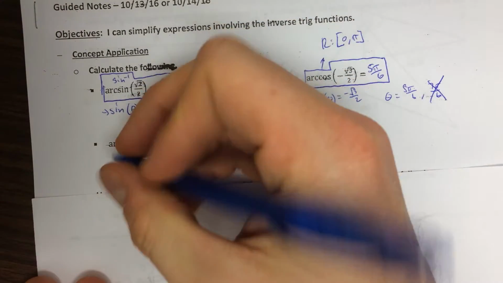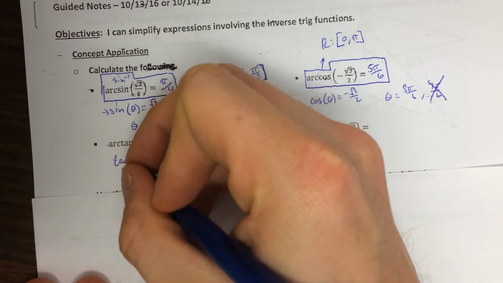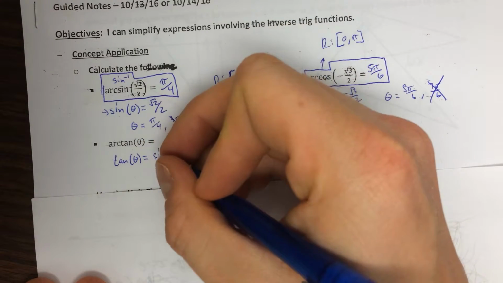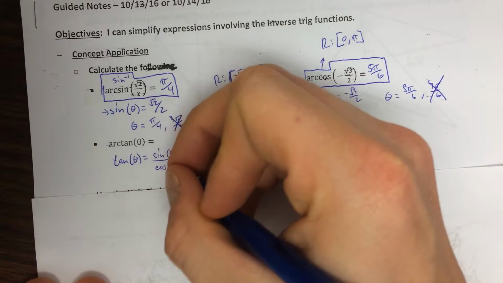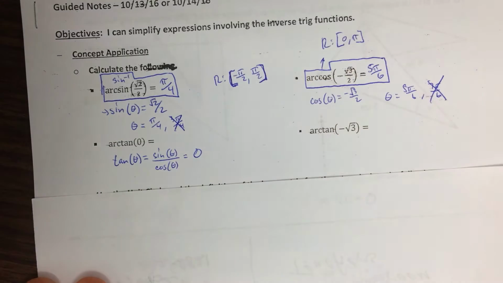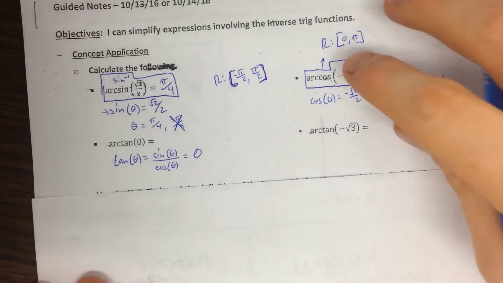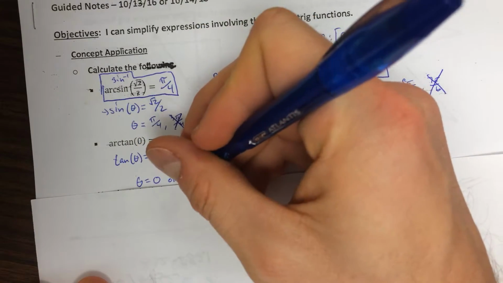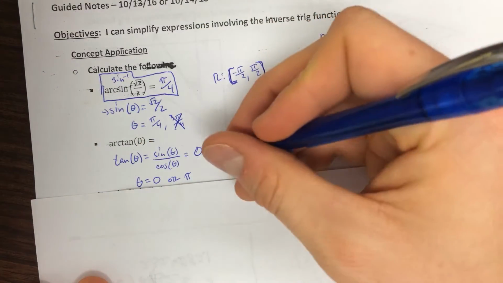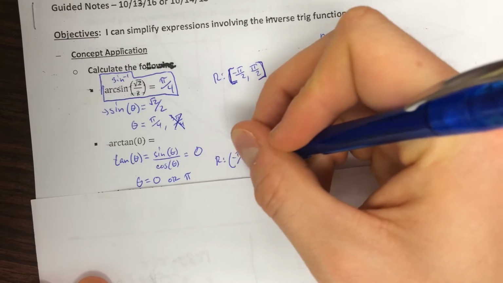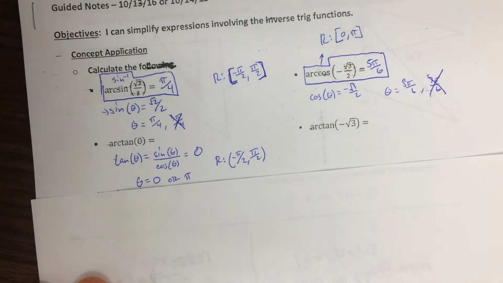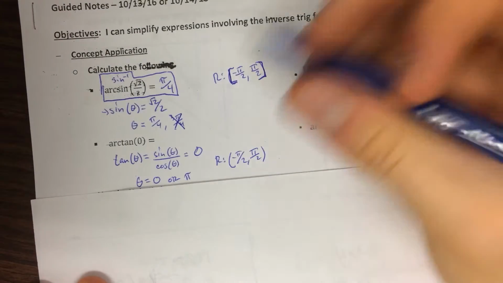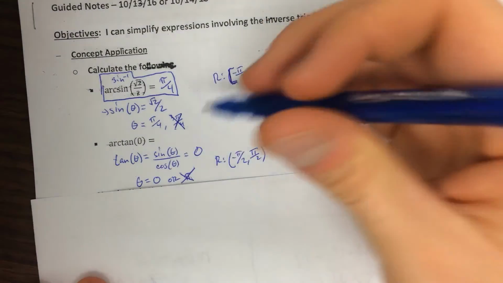Let's do a similar thing here. Arc tangent takes a little more work. We know that tangent is going to be sine over cosine, and that needs to be 0. If we look on our unit circle, tangent is going to be 0 in 2 places. Either theta is going to equal 0, or theta is going to equal pi. Our range for arc tangent is negative pi over 2 to pi over 2. Pi is larger than pi over 2. It's not in our range.